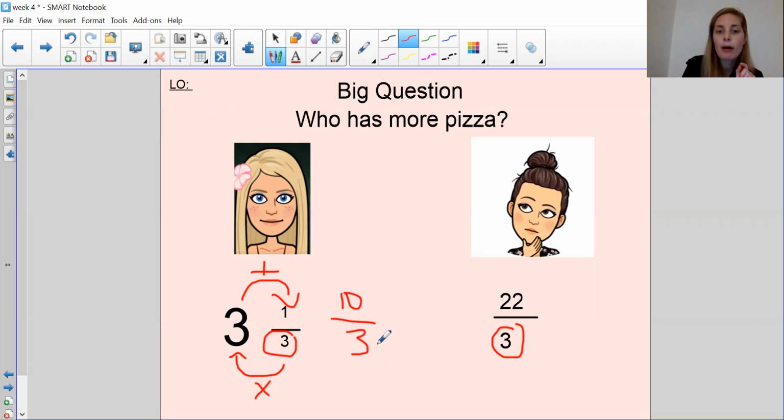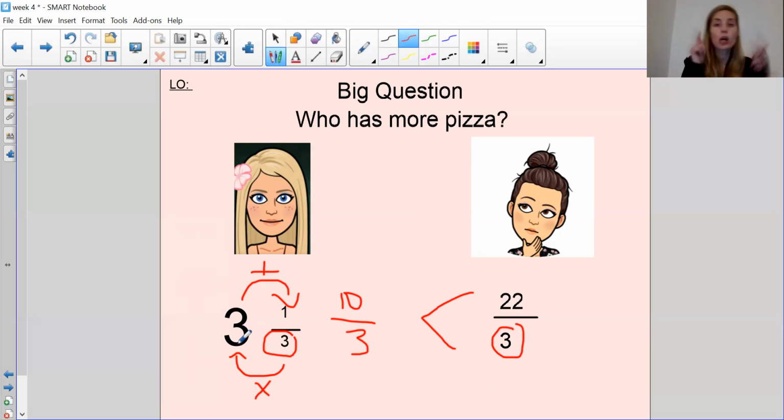All right, now I've got an improper fraction. I have an improper fraction. Both my denominators are the same. And now I simply look at the top numbers and I say, right, which one is more? Is 10 or 22? Which one would you say is more? Great job. It is 22 thirds is going to be bigger. And therefore, Miss Morvena has more pizza than I do.